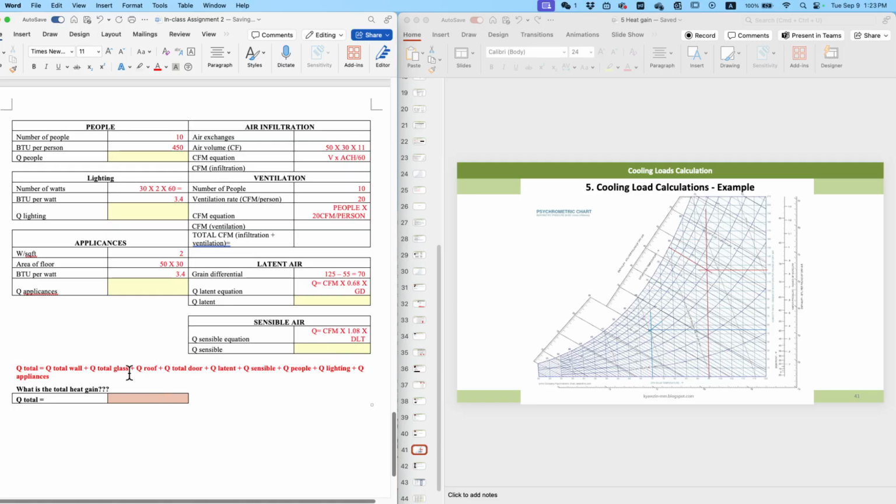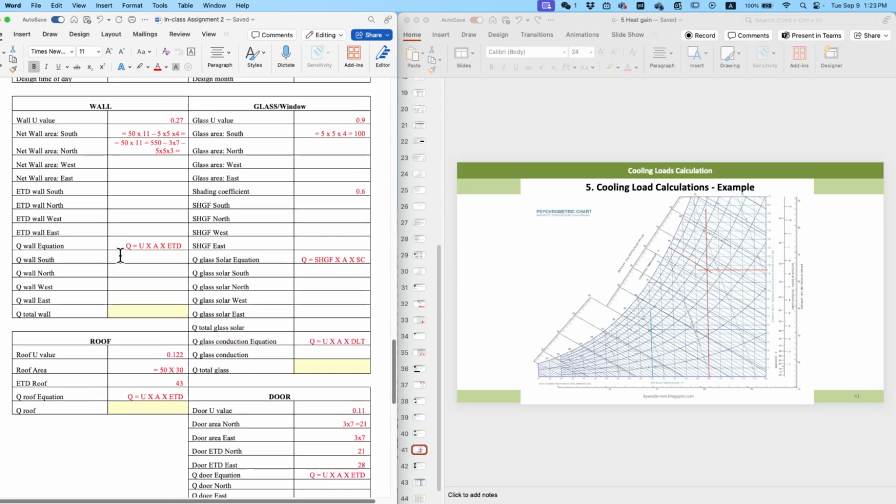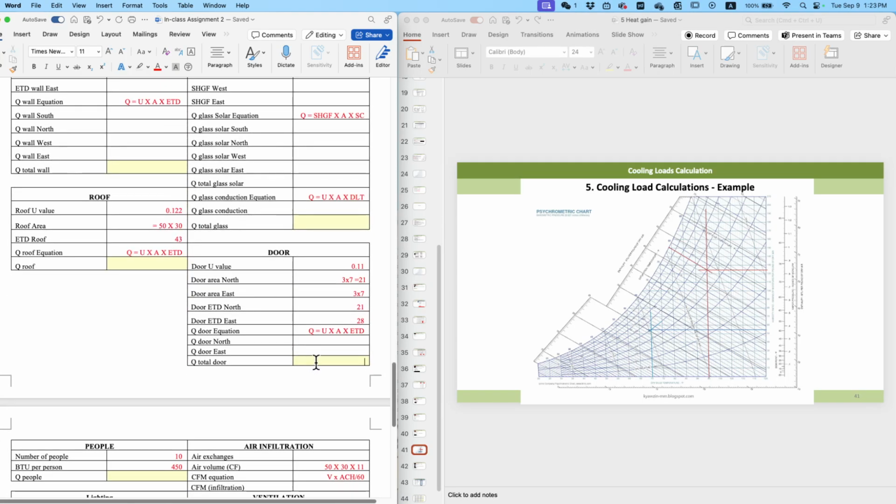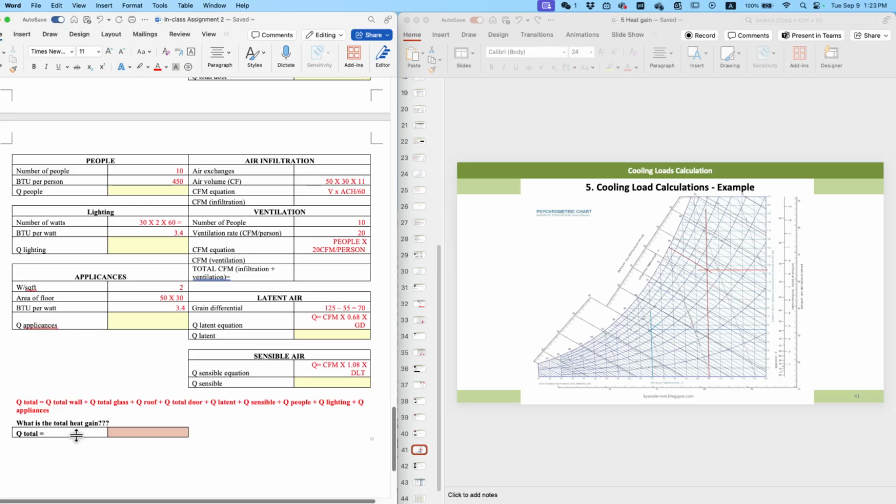Once you're done, you need to answer the final question. What is the total heat gain? Total heat gain is the total of heat gain from wall, glass, roof, door, latent, sensible, people, lighting, and appliance. So how to calculate them? You can find the yellow marks. Add all of the yellow marks, and you can finish the total heat gain.